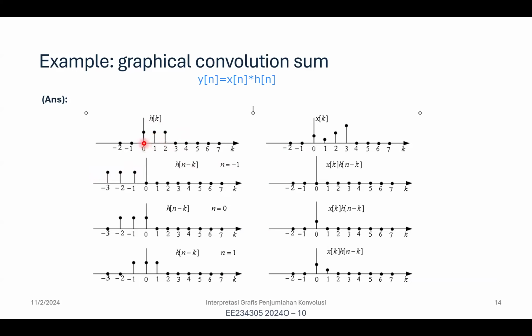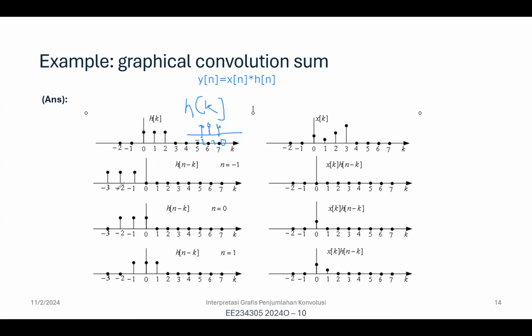So the ending was from 0, now it ends at -3. So okay, maybe I should put hk first. hk here would be like this, right? So this is -2, -1, and 0.